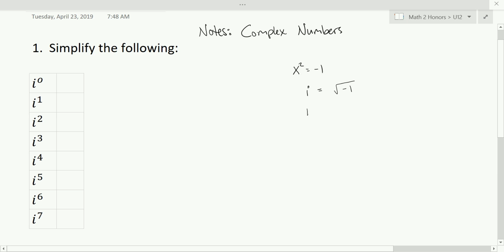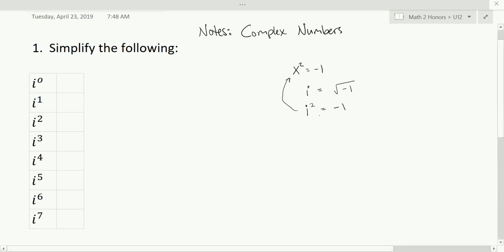So that tells us that i squared is equal to what? -1, right? It's a solution to this equation. What squared equals -1? Well, i squared equals -1. And so we're going to build off of that. So I have a little table on the left-hand side, and we're going to find the values of i to the 0 to i to the 7th, and simplify as much as we can with these.